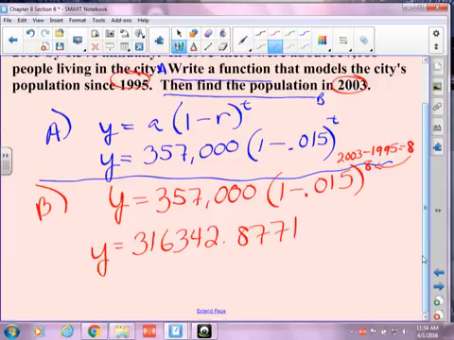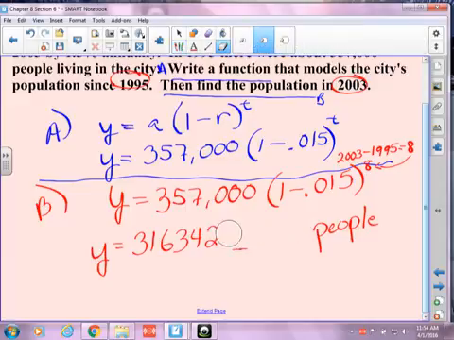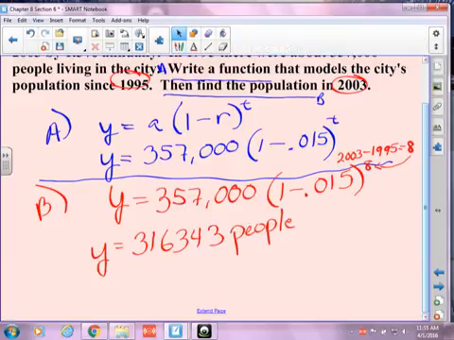What would I put for my label? People. Okay, so my label is people because I'm talking about the population. Don't write population, write people. Okay. Does my answer make sense? No. Why not? You can't have point people. I don't want point people, right? That'd be like a half a person or 3/4 of a person. That's gross, right? I want all of the person, right? So I'm going to change it to 316,343 because the 8 right here is bigger than 5. So I'm going to erase this and I'm going to put a 3. And I'm done.